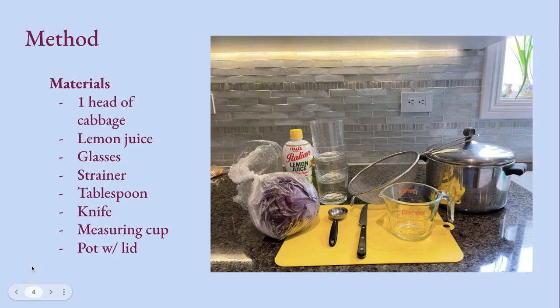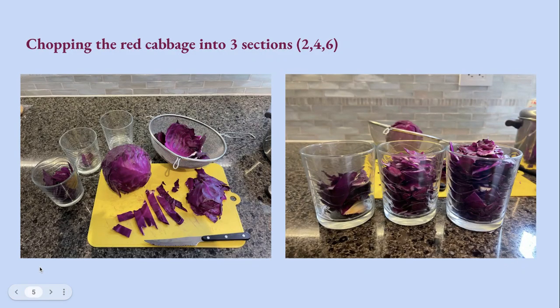Now for the actual experiment, or the method. First, you need your materials, so 1 head of cabbage, lemon juice, glasses for the cabbage water, strainer, tablespoon, knife, measuring cup, and a pot with a lid to boil in. So the first step is to cut your red cabbage into little pieces. As I mentioned before, I got the idea to do the 2, 4, and 6. So I just did 2 leaves, 4 leaves, 6 leaves, and separated them into their own cup.